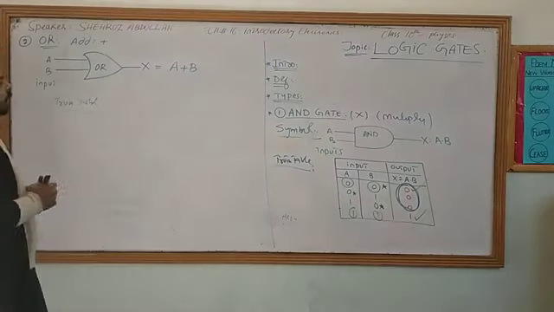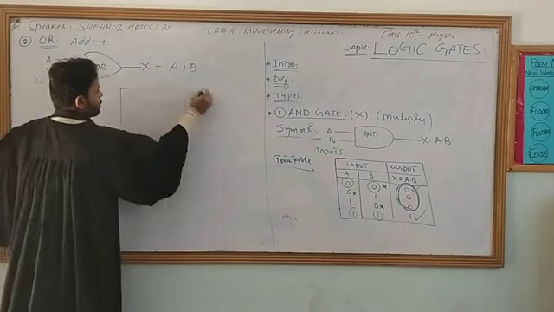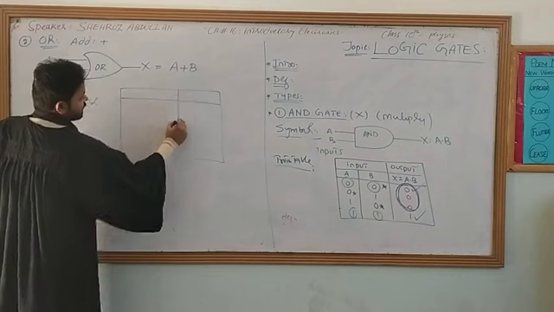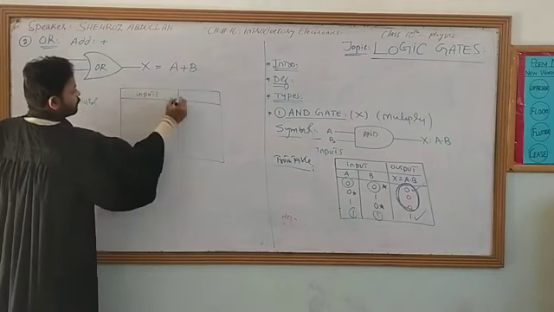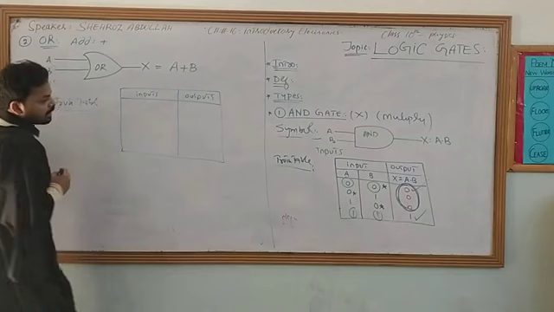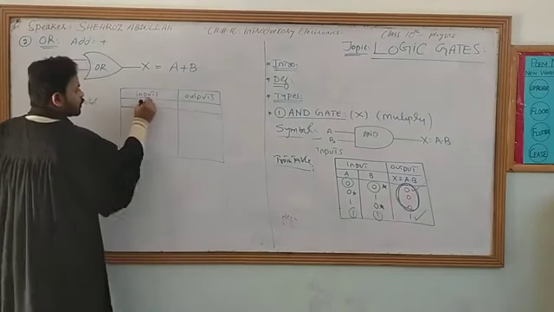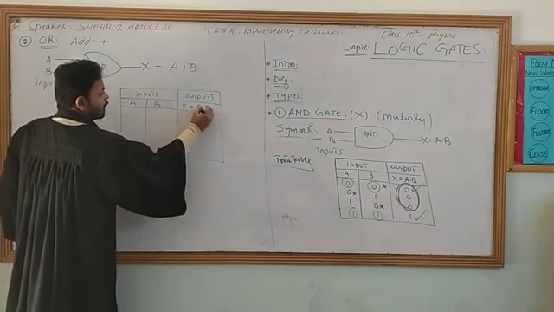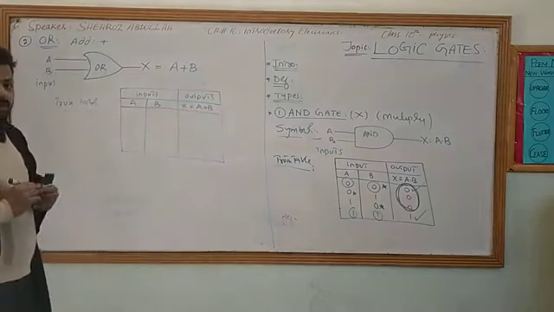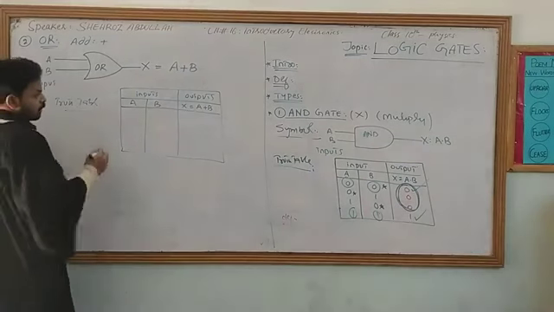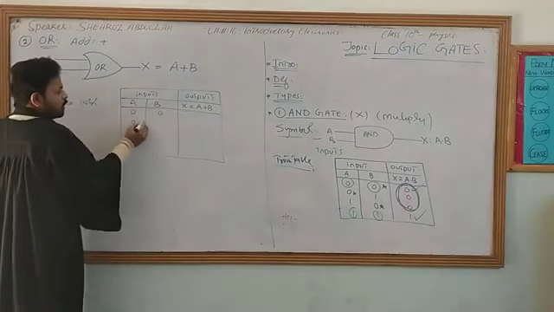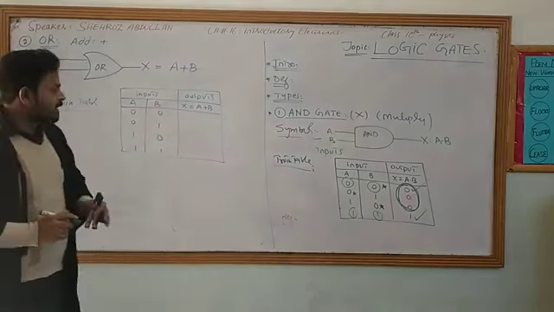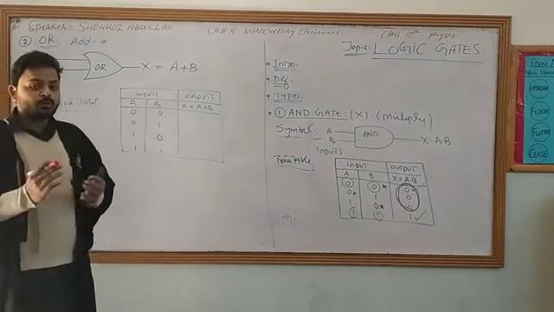Now how can we draw the truth table of it? Look. We can draw the truth table of the OR gate like this. These are the inputs. These are the outputs. Now we have provided 2 inputs, A and B, and we are getting the output in the form of addition. Okay. Now look. 0 0, 0 1, 1 0, 1 1. These are the inputs. Now, what output are we going to get?